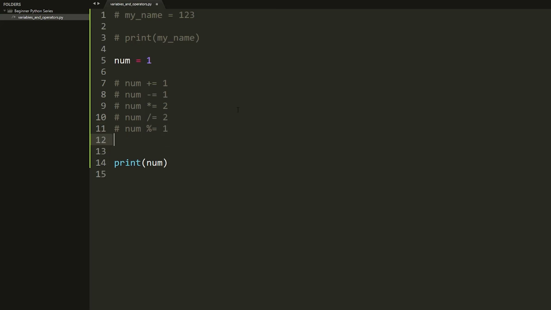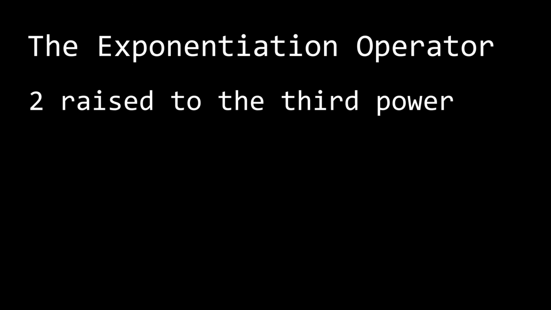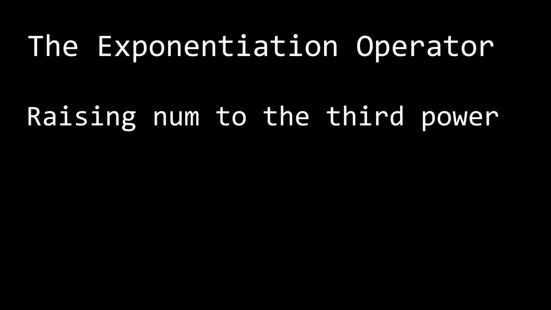And I'm going to write num **= 3. Now what this does is exponentiation, as we talked about before. If you remember from school, exponentiation is just multiplying a number by itself a given number of times. For example, if we had 2 and we raised it to the third power, we would get 2 times 2 times 2, which is 8. Right now, we're raising num to the third power, so we will get 1 times 1 times 1.